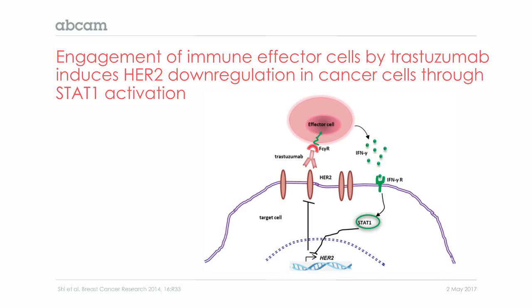Then interferon gamma will engage the interferon gamma receptor on the cancer cell, which will activate the transcription factor STAT1. So phosphorylated STAT1 will migrate to the nucleus and block HER2 transcription. This is actually the first time we know that HER2 receptor downregulation by trastuzumab is engaged by the immune effector function, so it's contributed by the Fc part of the molecule.